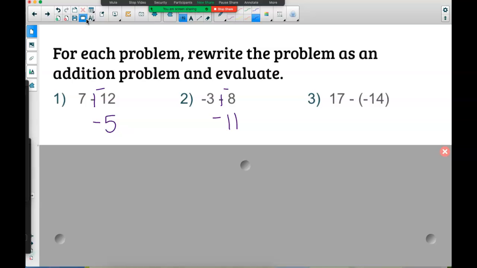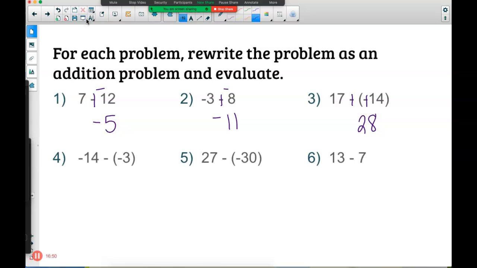All right, number 3. 17 minus negative 14. What's the addition problem? Go ahead, Izzy. 17 plus 14. That makes it so nice. All the negatives went away. Okay? So it's just 17 plus 14, which is 28. Remember, you're always changing 2 things. Keep, change, change.